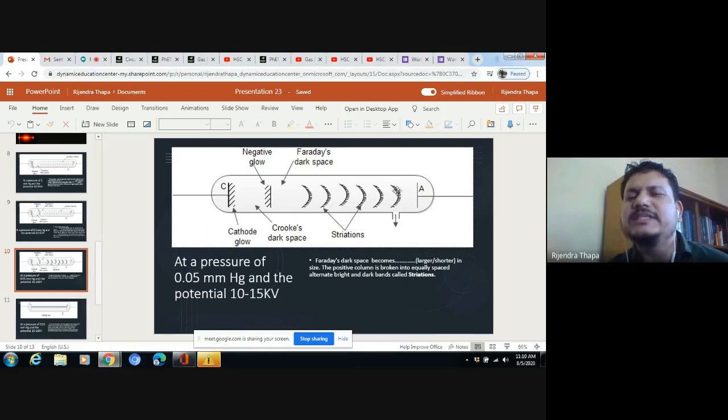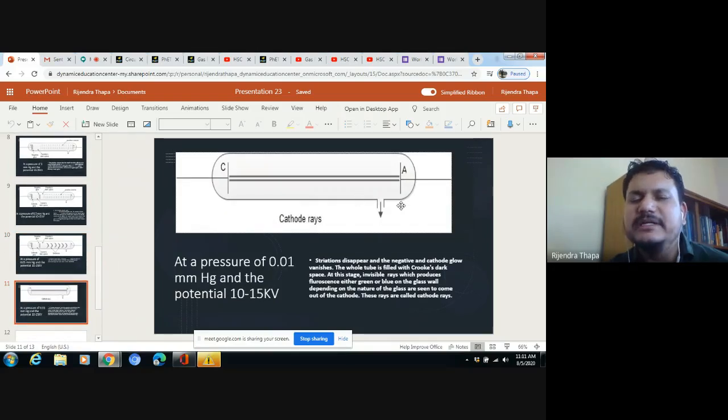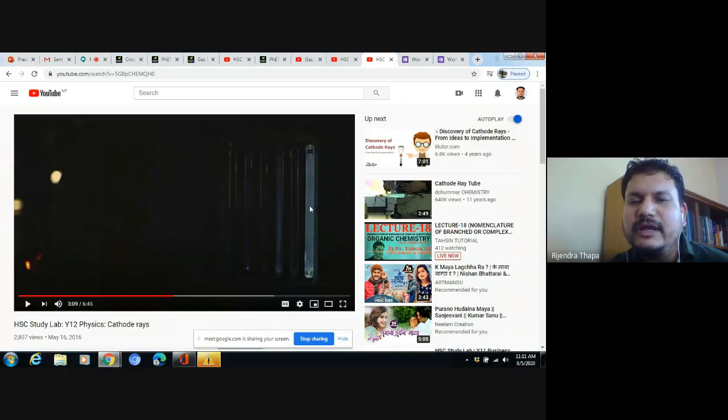Now the interesting phenomenon is this: again we evacuate the gas molecules and have only a few gas molecules to conduct electricity, and the pressure gauge reads 0.01 mm of Hg. The voltage applied here is 10,000 volt to 15,000 volt. In that scenario we find this sort of phenomenon. The gas molecules have been reduced to very few in number, and the potential difference maintained between the two electrodes is 10,000 to 15,000 volt. In that case, all the glow, that is the negative glow and cathode glow, has disappeared. Faraday's dark space also has disappeared, and there is only Crookes dark space filling the whole tube.